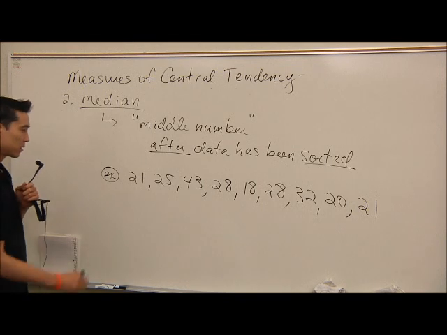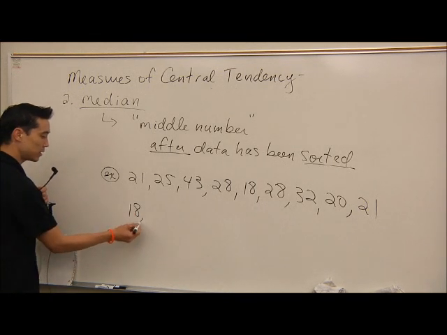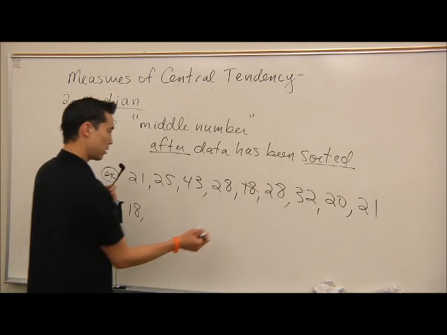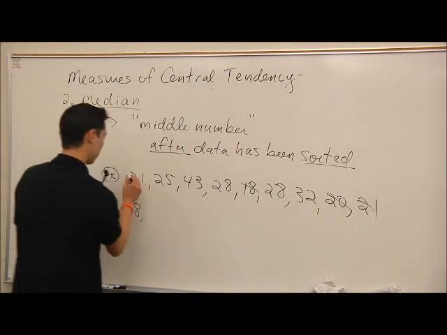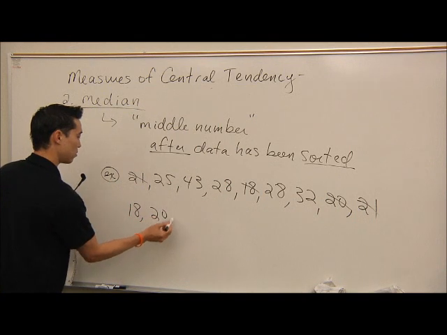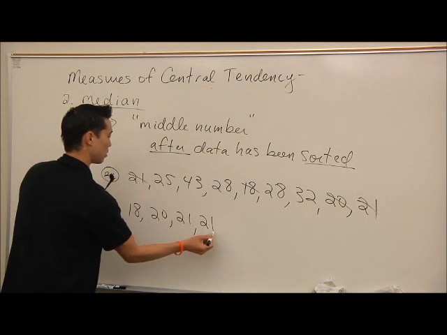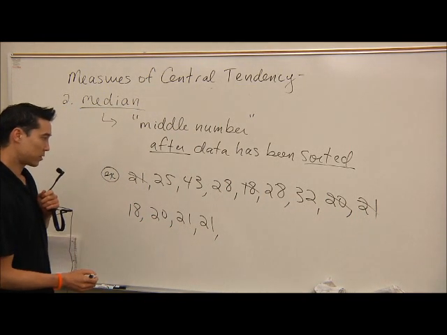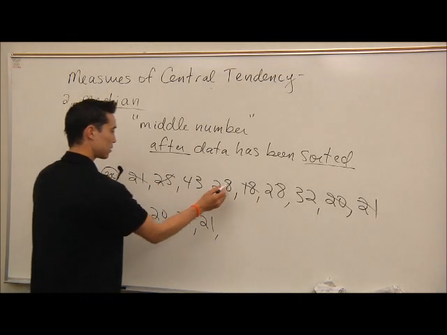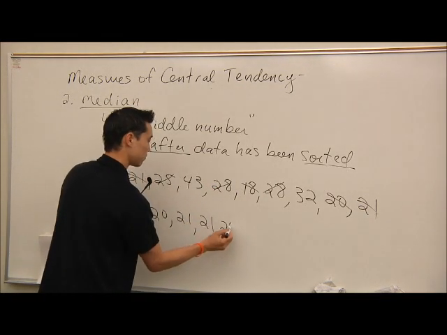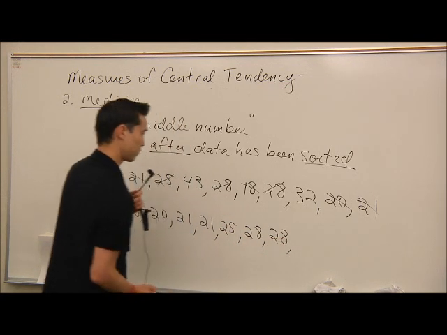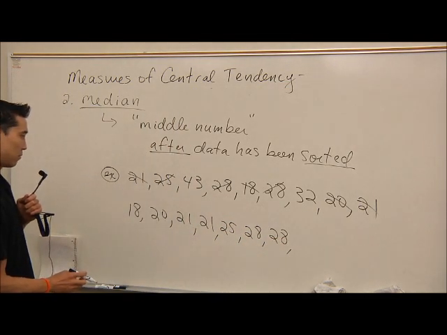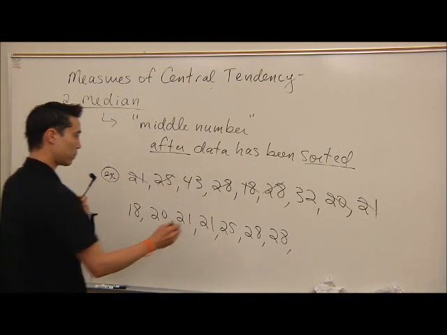All right, so I'm going to arrange it. It looks like 18 is the lowest. And then we have a 20 and two 21s. All right, then I have a 25 and two 28s. Then a 32 and a 43.